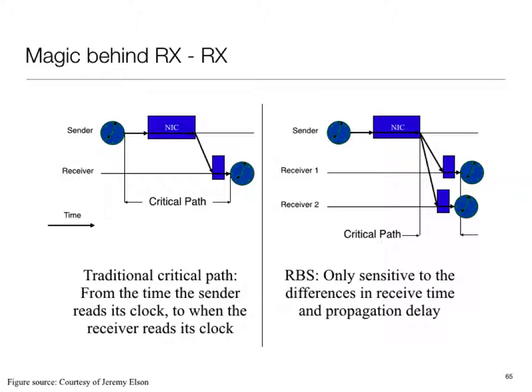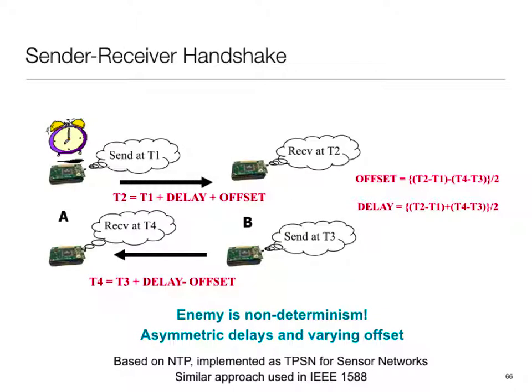Okay, so because this is really a scheduler, as we talked about earlier, depending upon what the scheduling is doing, it can be pretty lousy. So RBS is only sensitive to differences in receive time and propagation delay. That's its advantage relative to a sender-receiver type system, this kind of system, which was time stamping at a high level. If this was time stamping at a low level, then this wins out, because I'm time stamping at a low level, so I'm not suffering from those massive delays.